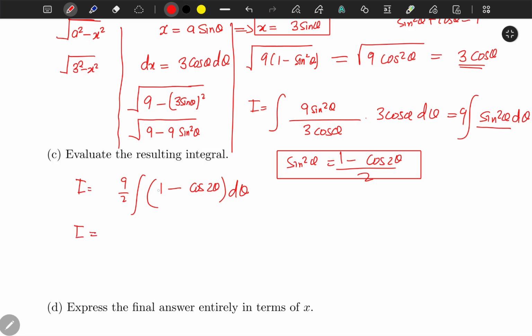Integrate with respect to theta. So 1 becomes theta, so this becomes 9 over 2 theta. Then minus 9 over, remember, this 2, when you integrate, it will become over 2. Another 2 here will make it 4. Then sine 2 theta plus c.